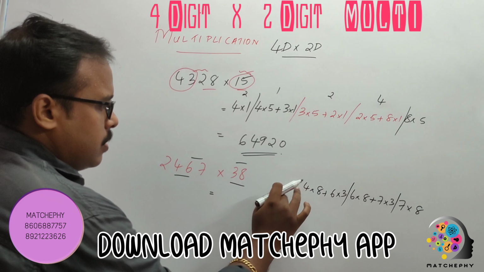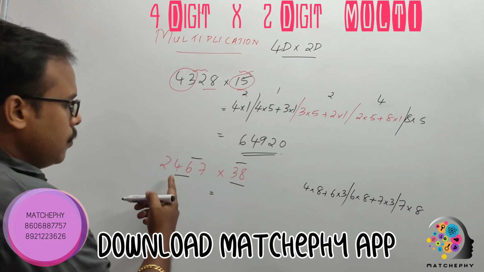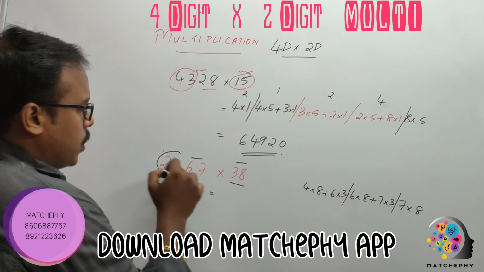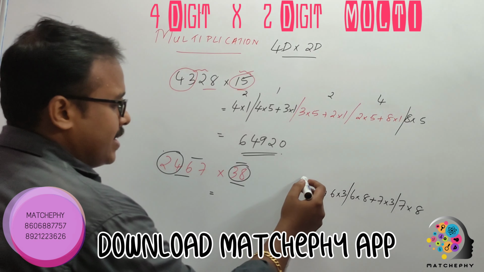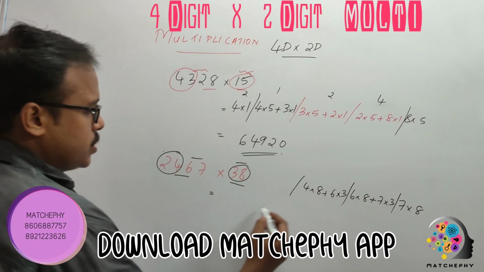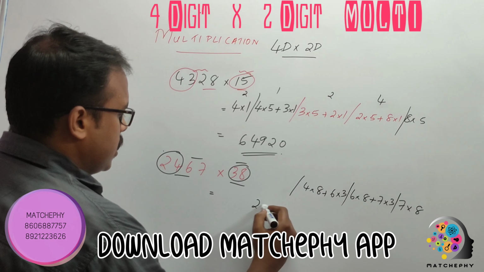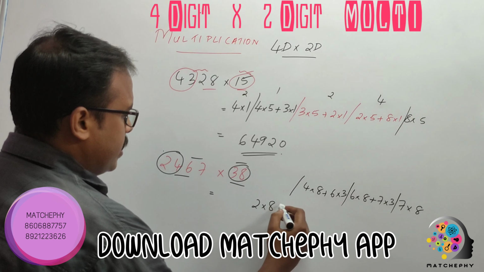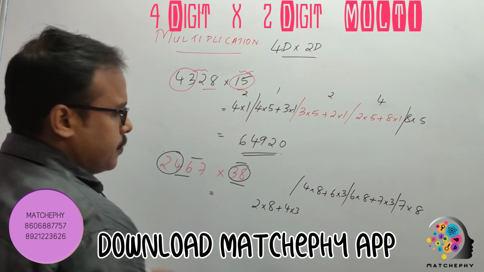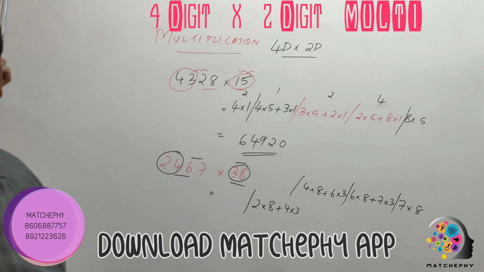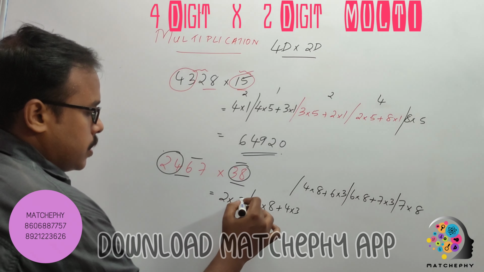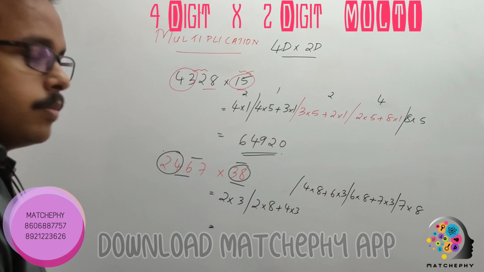Which is the last pair here? 24. I am rounding it. Okay. 24 into 38. I will write it here. How much is 24 into 38? How to do that? 2 into 8 plus 4 into 3. Fine. And the last number would be what? 2 into 3. Right? 2 into 3. Now, can we just add up?